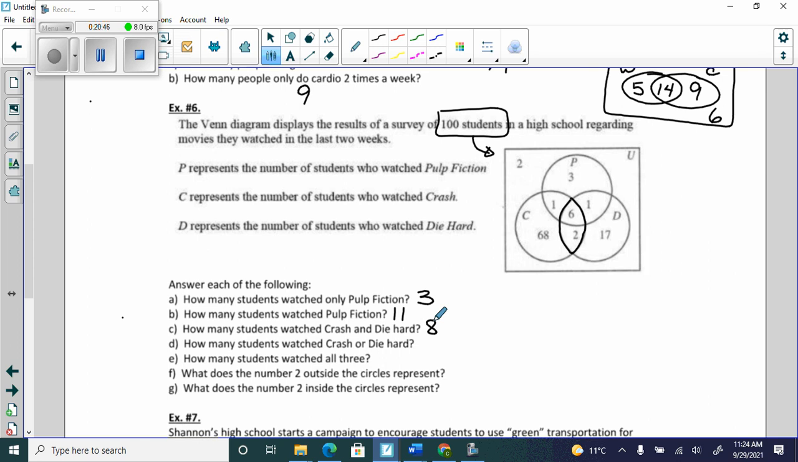The next one says Crash or Die Hard. What shape is "or"? Snowman. So we're going to go along and actually circle the whole Crash or Die Hard snowman. And we're going to count everything up. 68 and 2 is 70 plus 17 is 87, 88, 89, 90, 5.